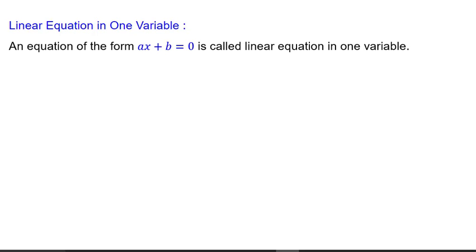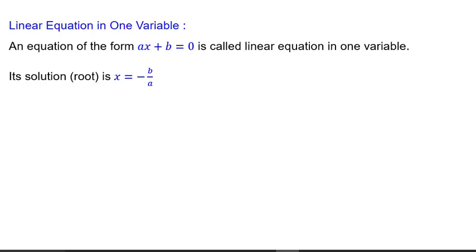Now let us revise what we have done about linear equation in one variable. An equation of the form ax plus b equal to 0 is called a linear equation in one variable. Here a and b are constants and x is the variable. The degree of variable x is 1. So this is a linear equation as the degree is 1, and in one variable as we have only one variable x.